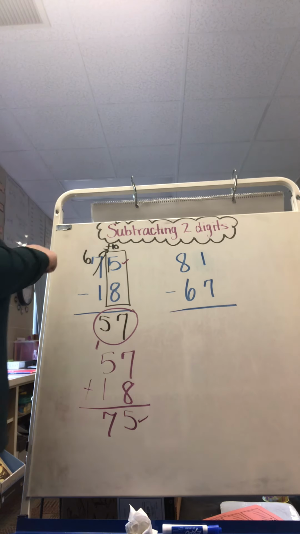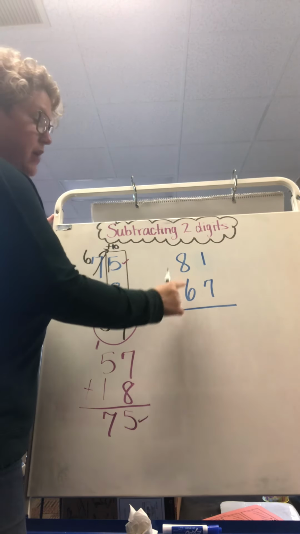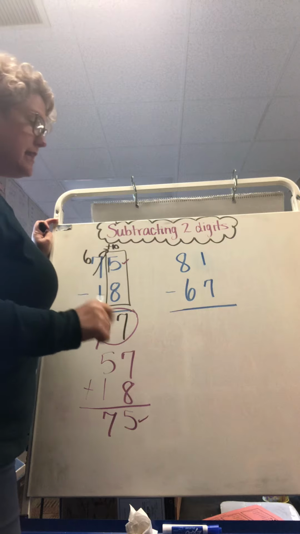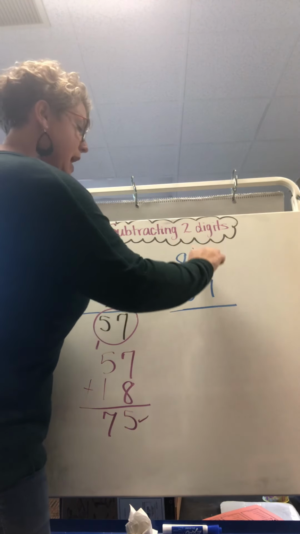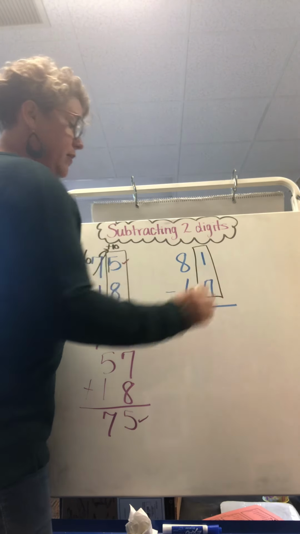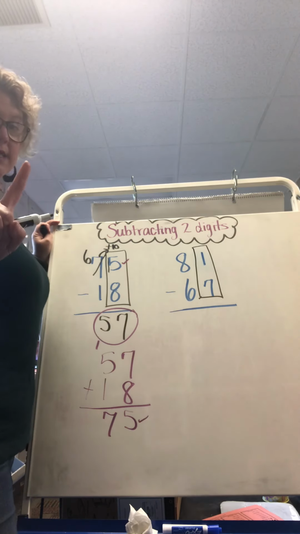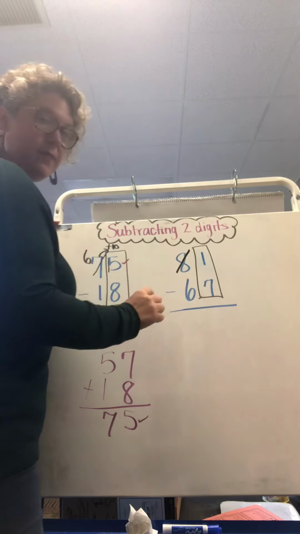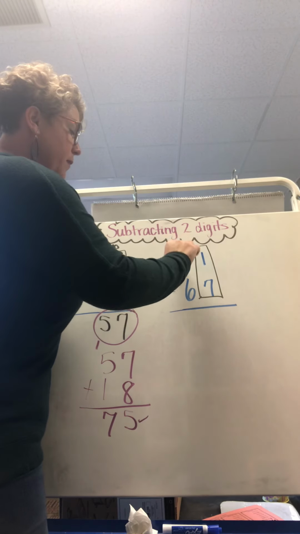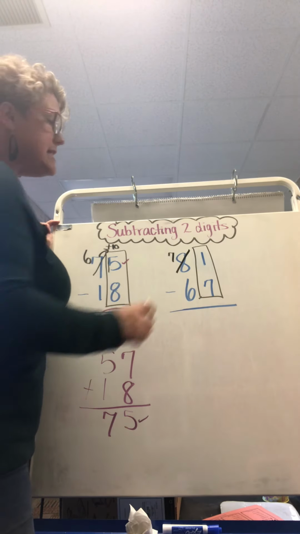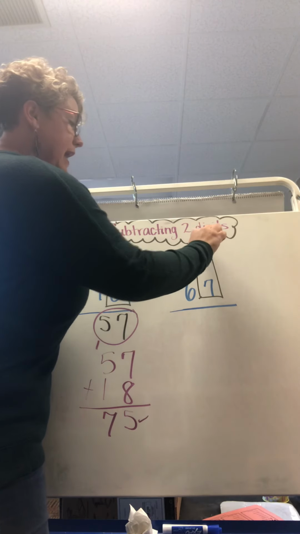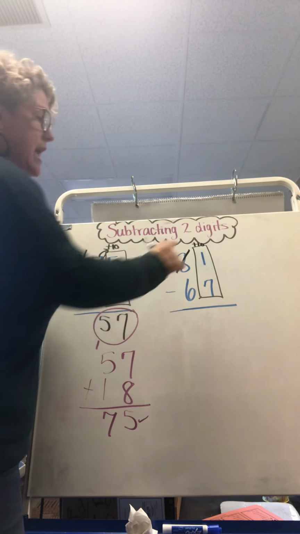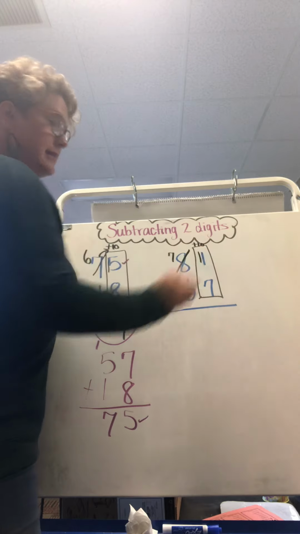Let's try one more together. I have 81 and 67, so 81 stays on top because it's the larger number. I want to break it down by place value. I have 1 and 7, 1's on top. I can't take 7 from 1. I come to my tens place and I borrow a group of 10. Instead of 8 tens, I now have 7 tens. And I give my tens to the ones. 10 plus 1 is 11.